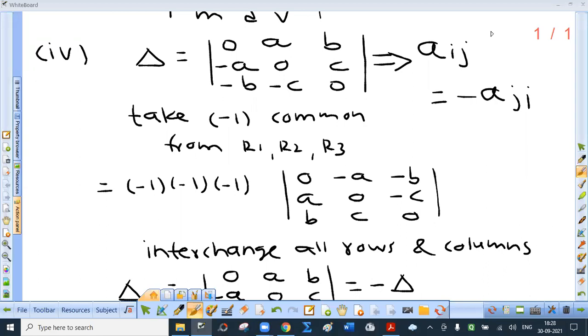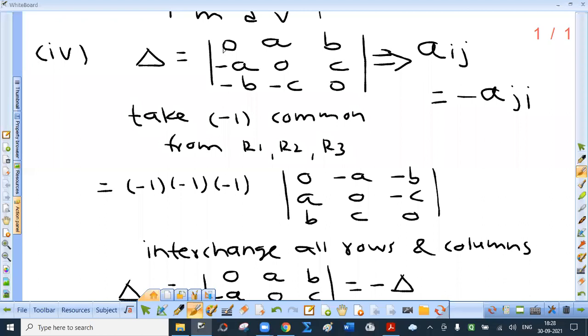Fourth one, an important one. Show that the determinant, now do not read this as O, it is not O, read this as 0, a, b; minus a, 0, c; minus b, minus c, 0, has value equal to 0. Okay. Before that, for this particular determinant, you will notice that aij is minus aji. Can you see this? Why? Rather, why means it is given, so I should not ask why. We'll verify this.